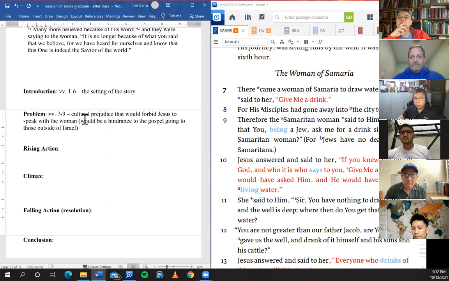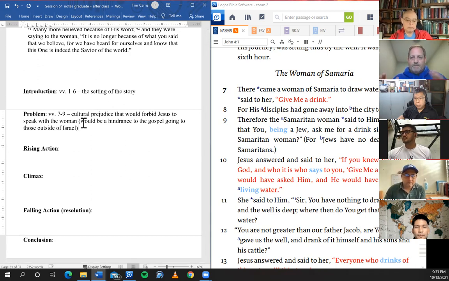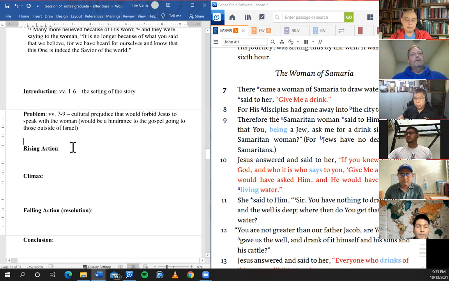Well, if John's gospel is focused on the reader believing Jesus is the Christ, the Son of the living God, and that believing they would have life in his name, what's the problem here? Well, this cultural prejudice would prevent that message from going to these Samaritans. So the problem is that cultural prejudice is a hindrance to the gospel. You see what I'm saying with plot? Of course, within the story, the focus is Jesus and the woman.